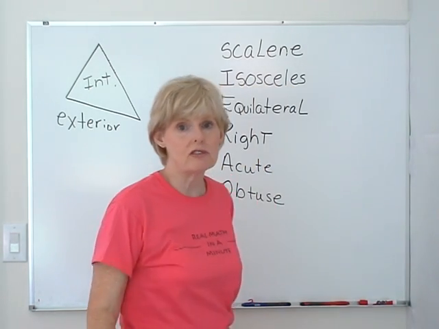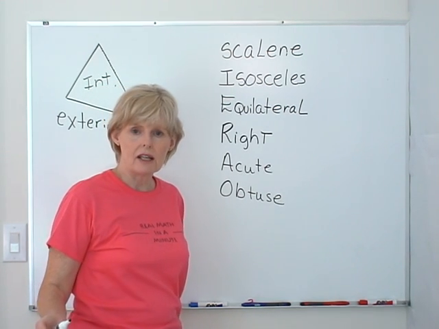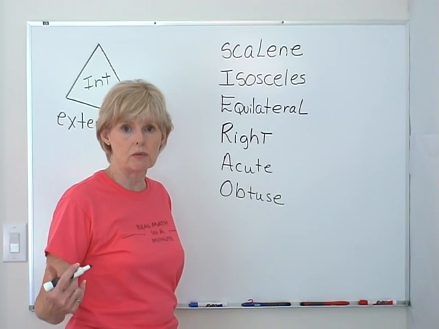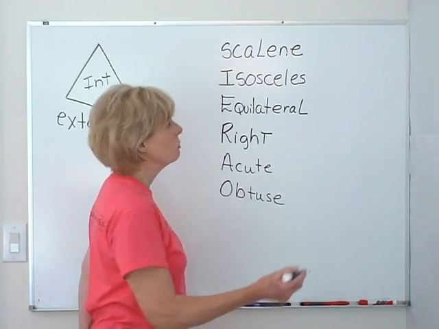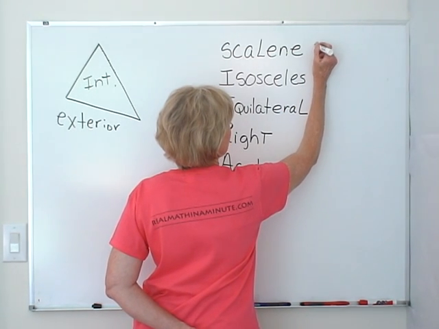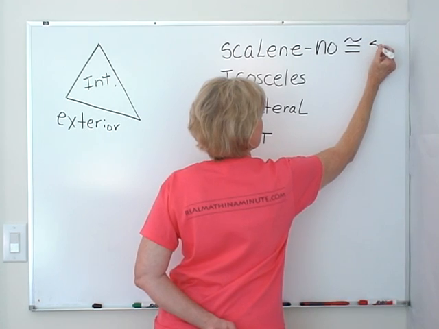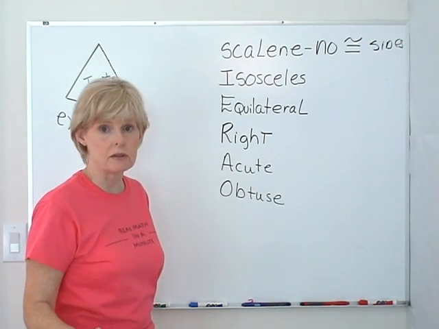So let's look at some other terminology that we need to know. We can classify triangles by the number of sides. If we have a triangle that we call scalene, then every side has a different measure. So this one would be no congruent sides. Every side would be different in measure.